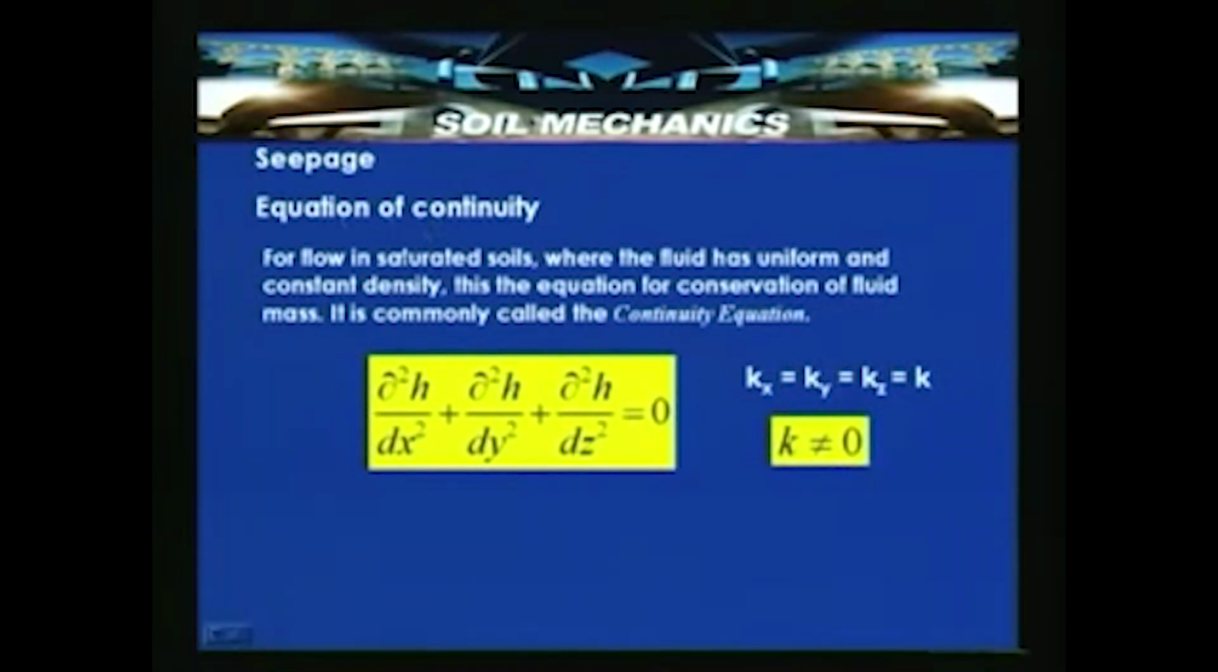For the equation of continuity, we have seen that for flow in saturated soils where the fluid has uniform and constant density, the equation for conservation of fluid mass is commonly called the continuity equation, where ∂²h/∂x² plus ∂²h/∂y² plus ∂²h/∂z² is equal to 0, kx is equal to ky is equal to kz is equal to k, where k is not equal to 0.